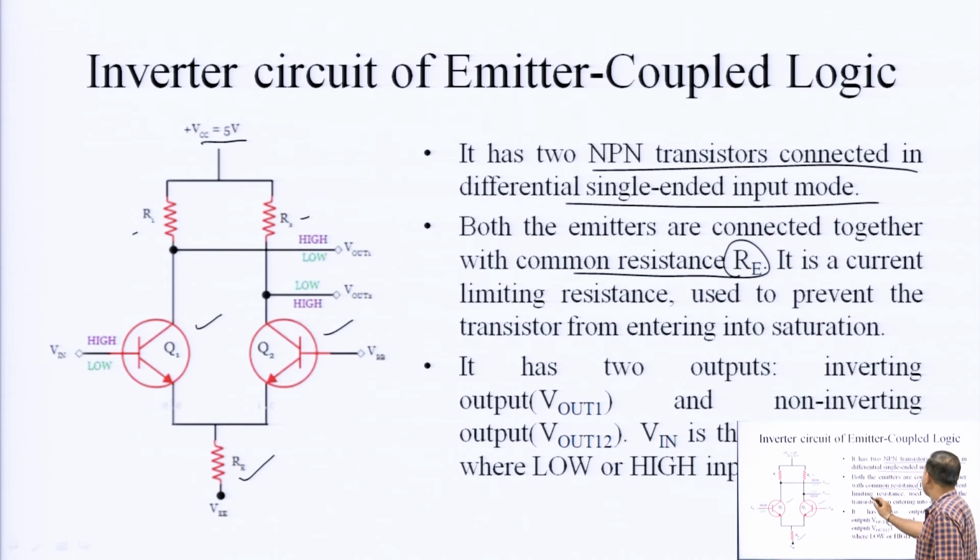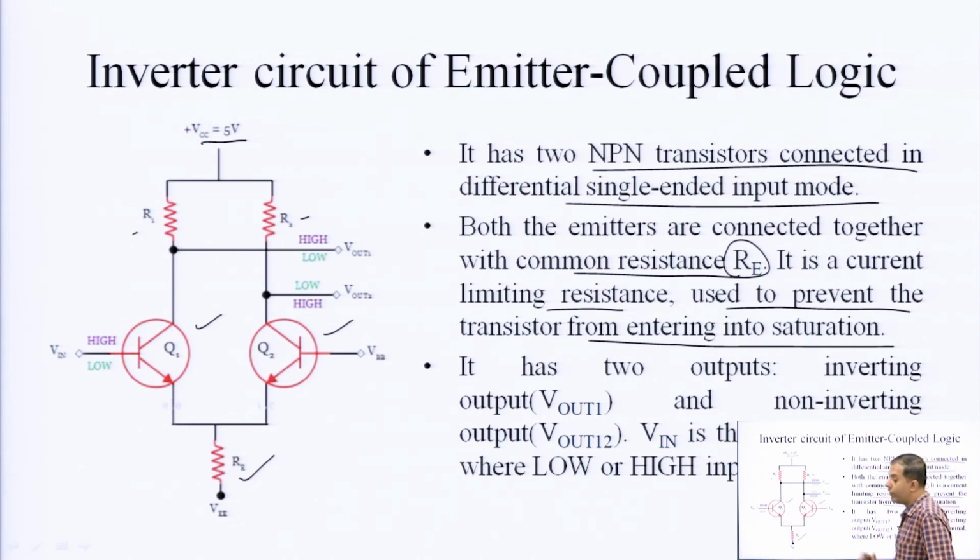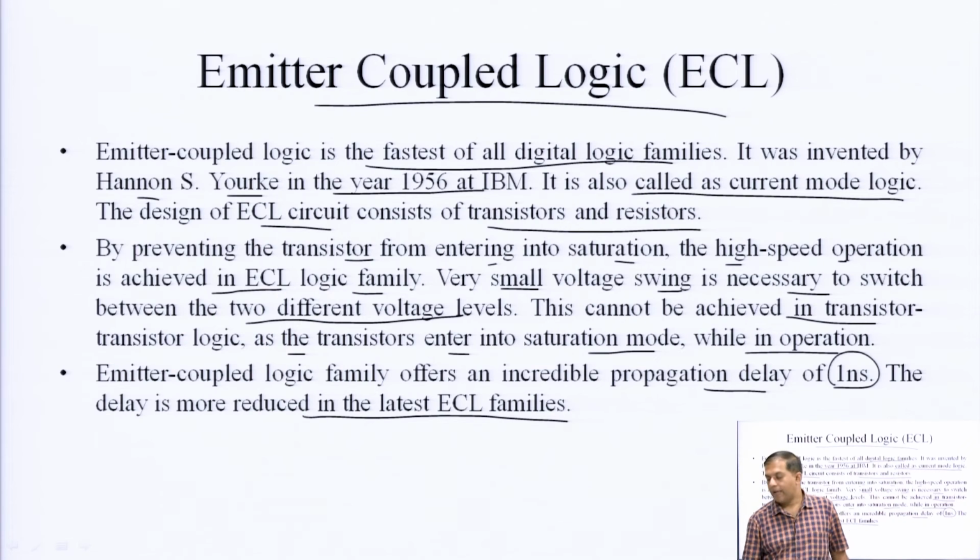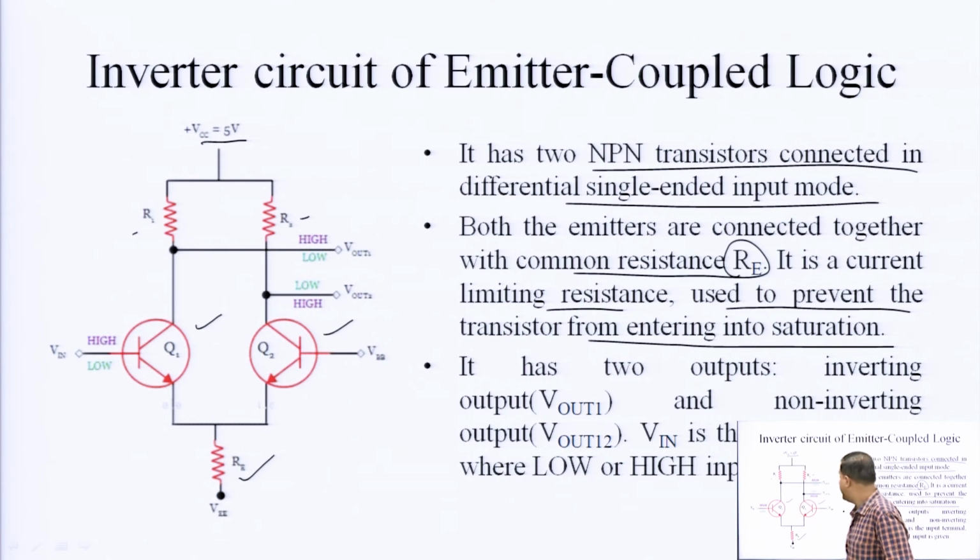It is the current limit resistance used to prevent the transistor from entering into saturation. Already we have told that it does not allow the transistor to enter saturation, but how is it not allowing the transistor to enter saturation mode? So this Re is mainly responsible, because we have connected both the emitters of the transistors with the Re, and it is going to the VEE.